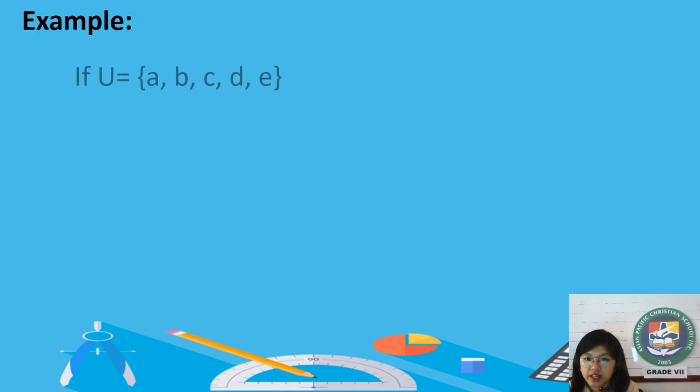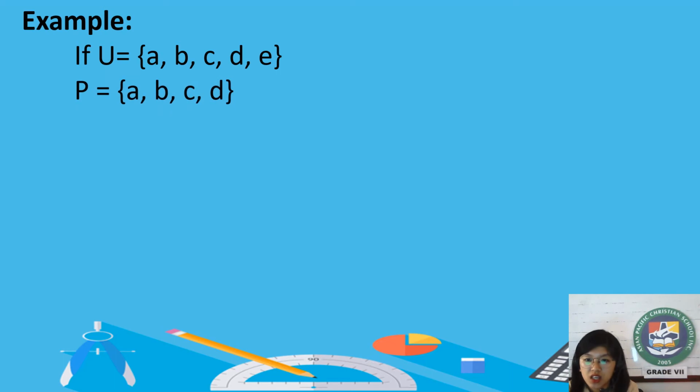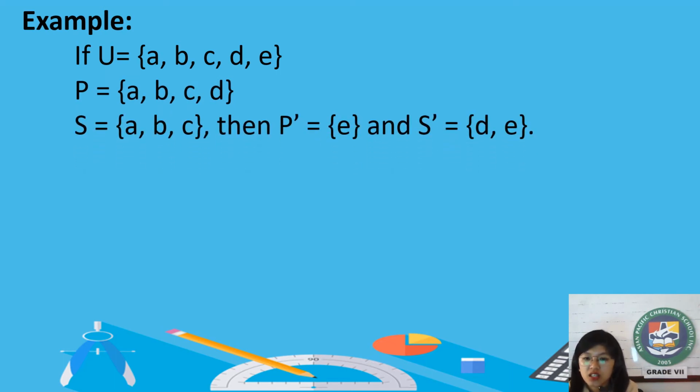Next example, if the set U is equal to the elements A, B, C, D, E, and the set P is equal to the elements A, B, C, D, and the set S is equal to the elements A, B, C, then the complement of P is equal to E. Bakit E? Kasi, we have here the elements of P, A, B, C, D. So, ano yung nasa universal set na wala dun sa P? Ayan, E. Wala siya dito sa set P.